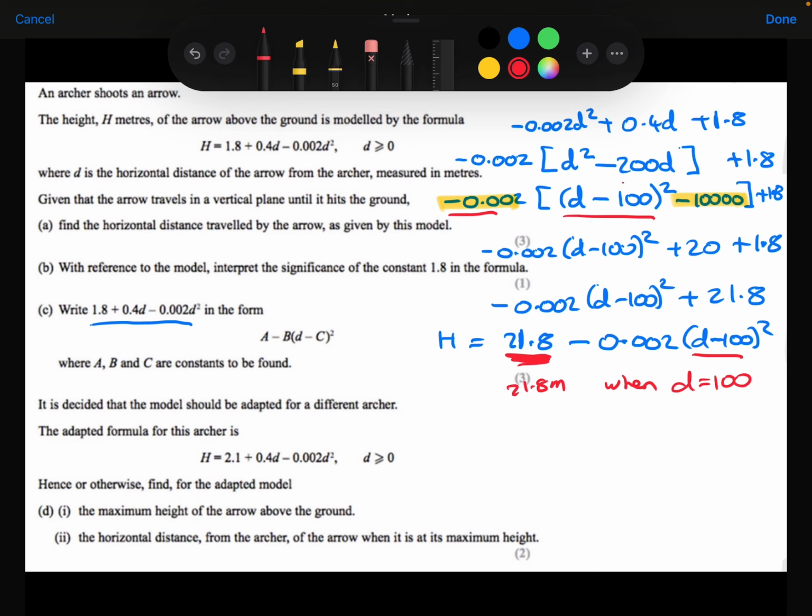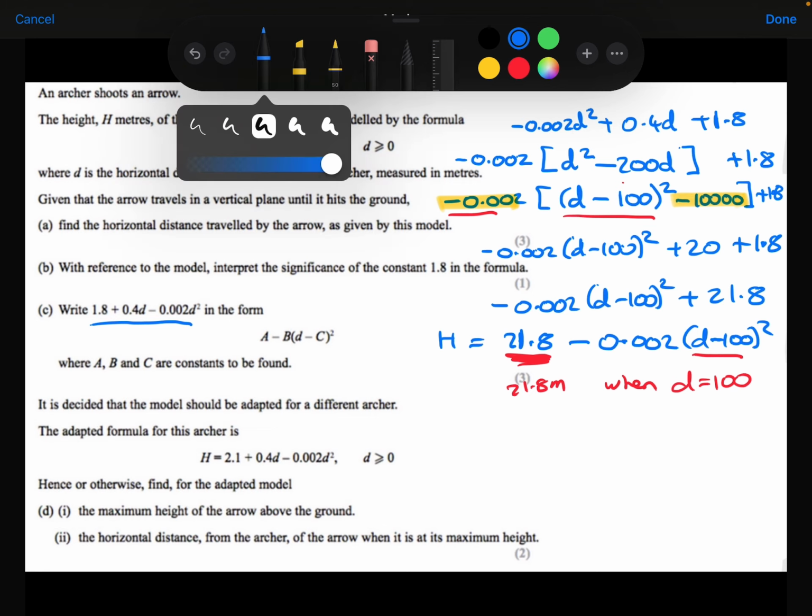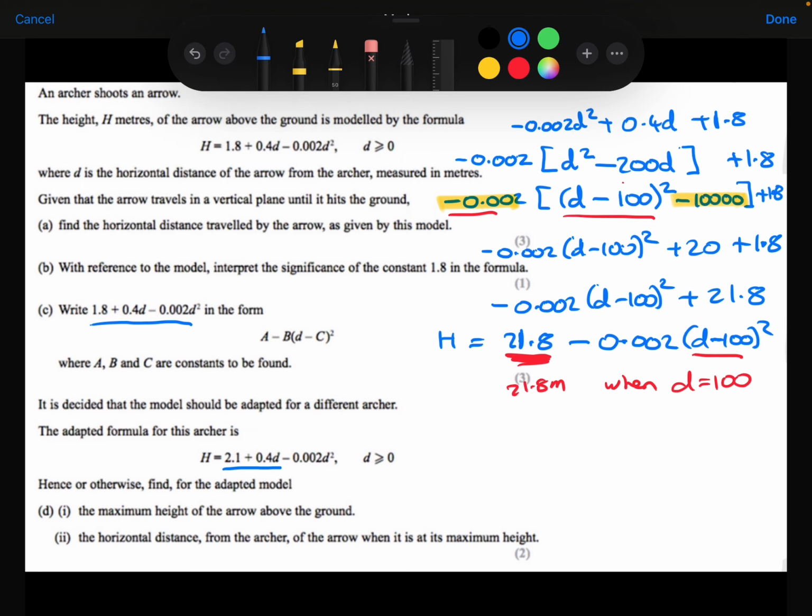It's decided that the model should be adapted for a different archer. The adapted formula for this archer is h equals 2.1 plus 0.4d minus 0.002d squared. Right, let's compare that to the previous one. So this is a new archer. This was the old archer. Now, the only difference there is this is a 2.1 instead of a 1.8. Everything else is the same.